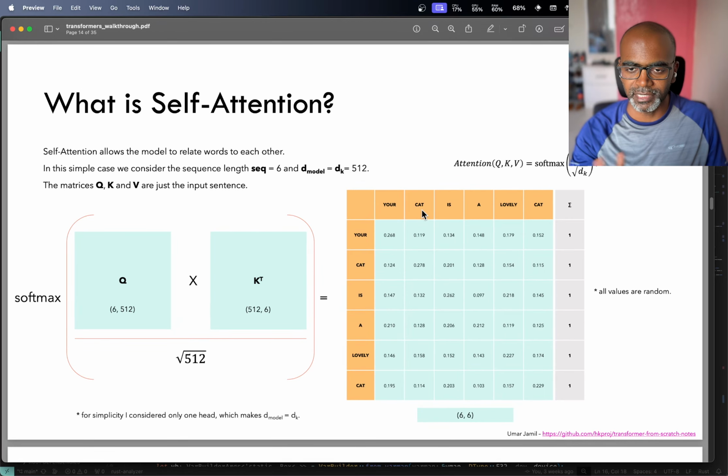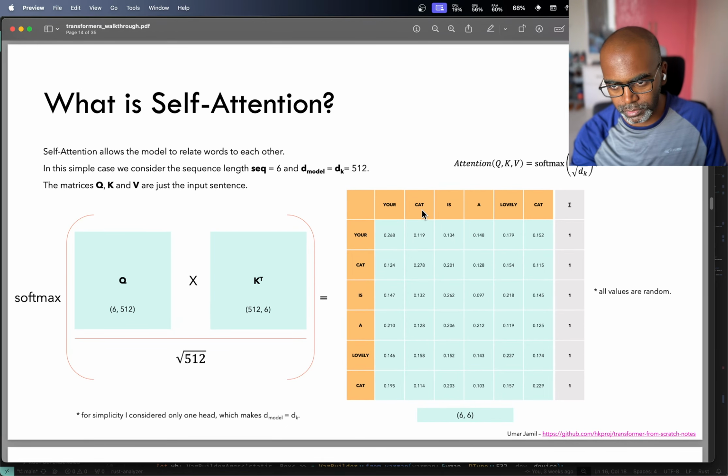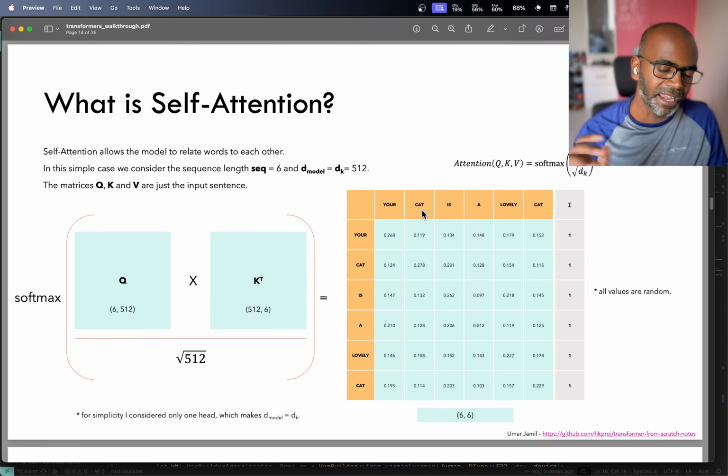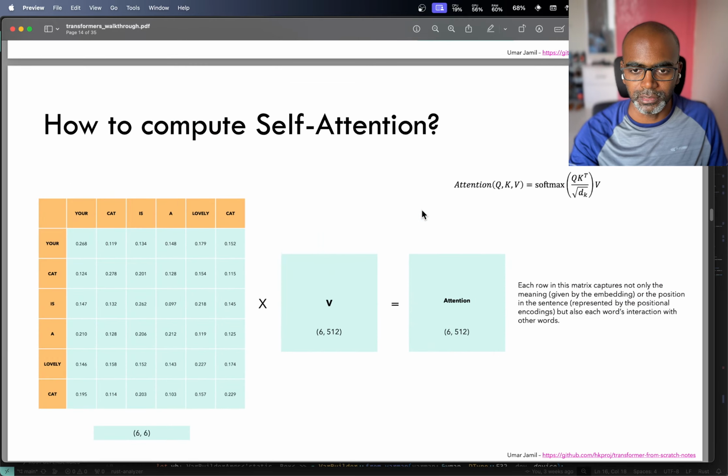So this is basically self-attention. This is what we want to do. But then what is multi-head? Let's talk about multi-head as well.